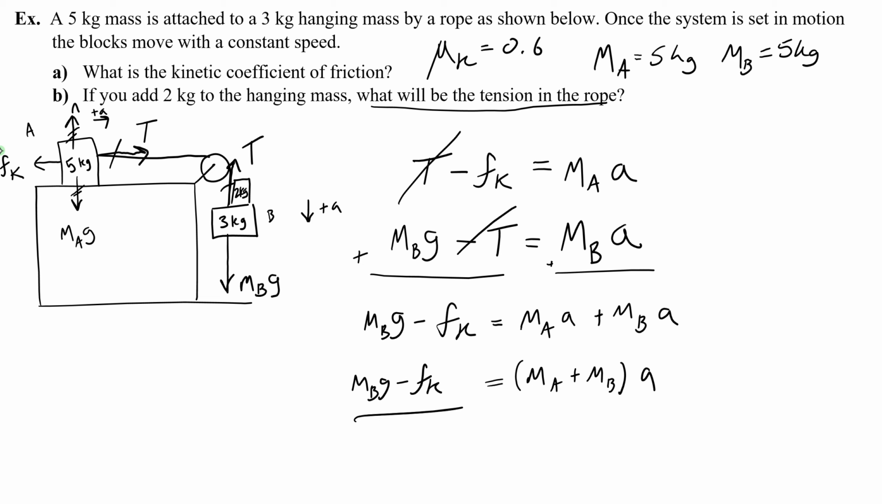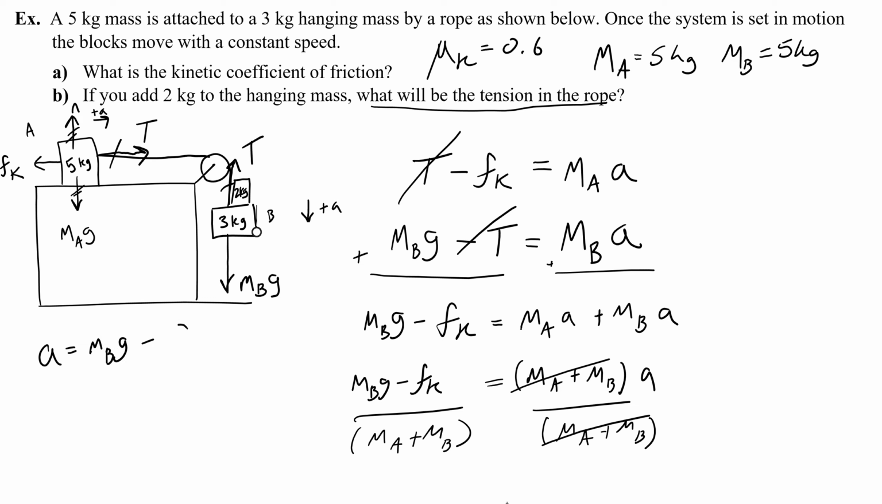Okay, and then finding the acceleration means I divide both sides by MA plus MB, right? So the whole term goes away. Okay, so now I have my acceleration equation. There's one last thing that I need to do. Here, I'll write it over here so that I have a little more room. I've got MBG minus FK for friction over the sum of MA plus MB. And that's it. I still need to figure out what the kinetic friction is.